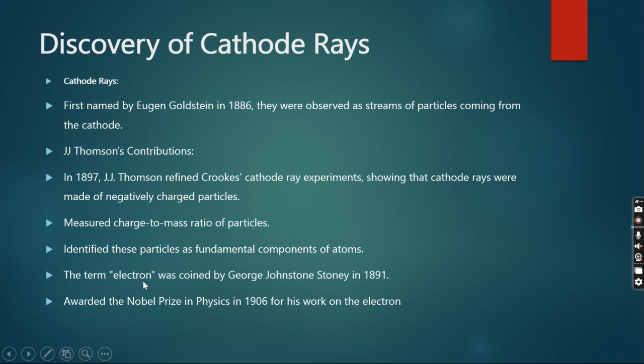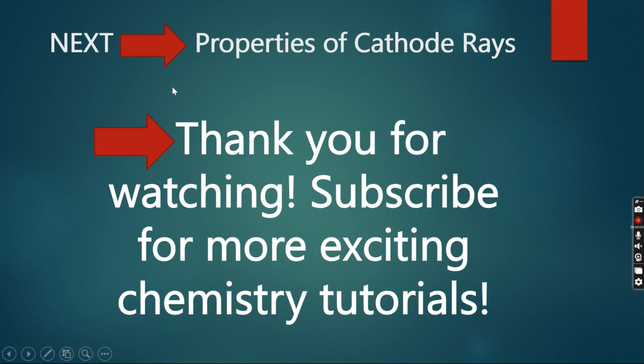The term electron was then coined by Stoney in 1891, and J.J. Thomson was awarded a Nobel Prize in Physics in 1906 for his work on electron. Next is the properties of cathode ray.